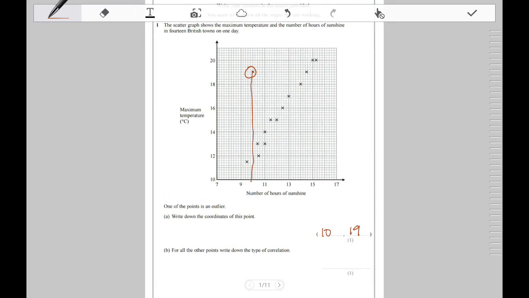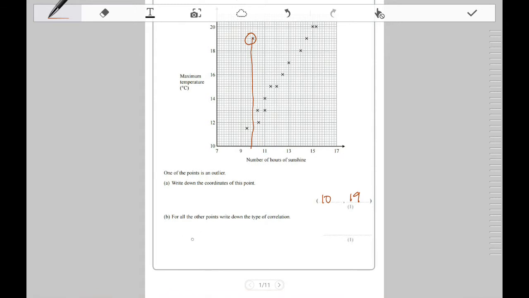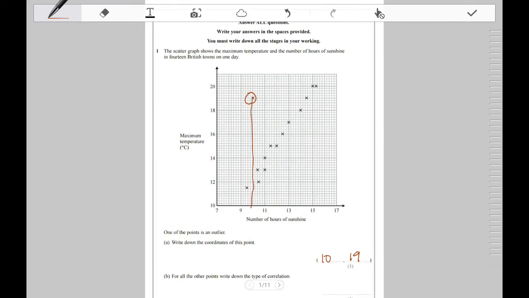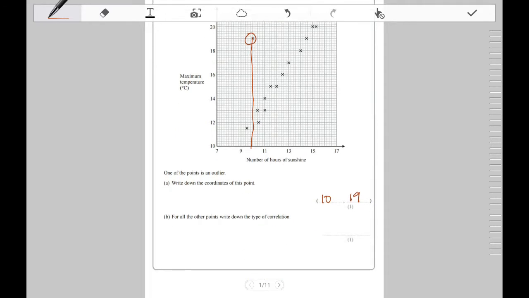For all the other points, write down the type of correlation. The types of correlation you can have are positive, negative, and no correlation. In this case, you can see that as one variable is increasing, the other variable is also increasing. And so you can conclude that it's a positive correlation.